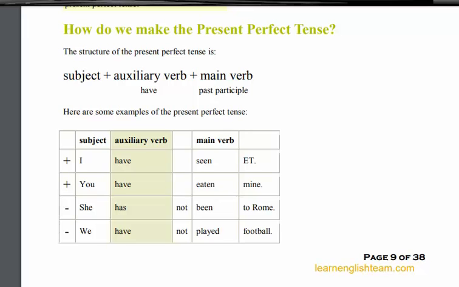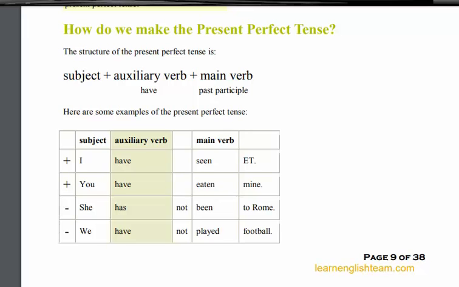Following the positive, there are negative sentences. In a negative sentence, we use not along with an auxiliary verb. For example, she has not been to room. We have not played football. So has and have are auxiliary verbs, not is the negation for the negative sentences, and been and played are the third form, or the past participle, and these are your objects.